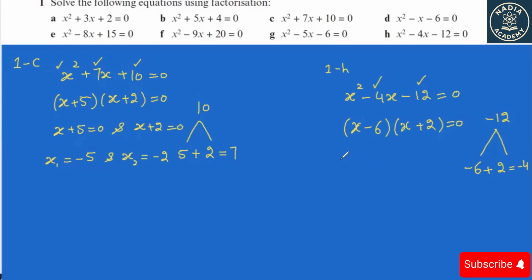From the first factor, our value of x is equal to positive 6, because this is negative, so on the other side it will be positive. And then x + 2 = 0, so our second value of x is negative 2. So these are the two solutions of this quadratic equation.